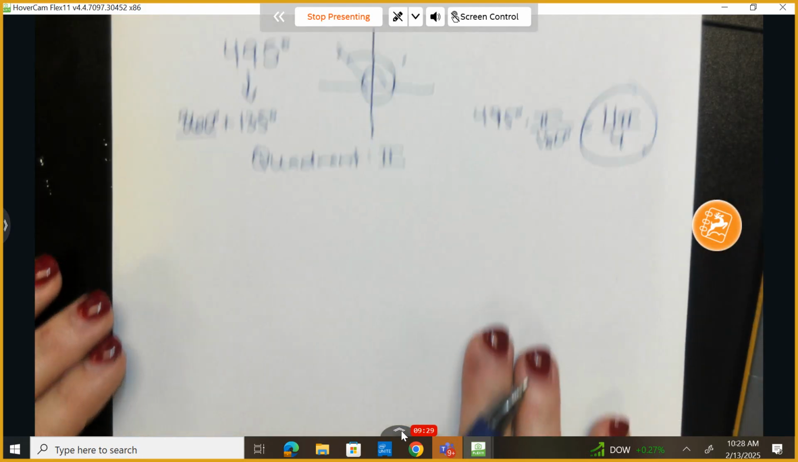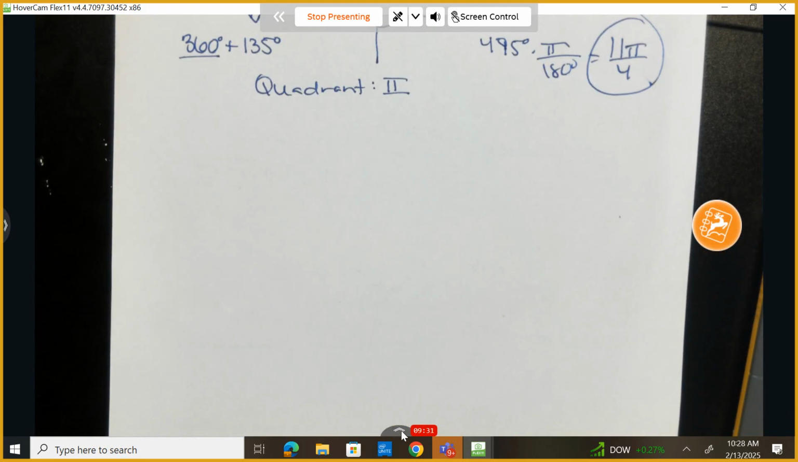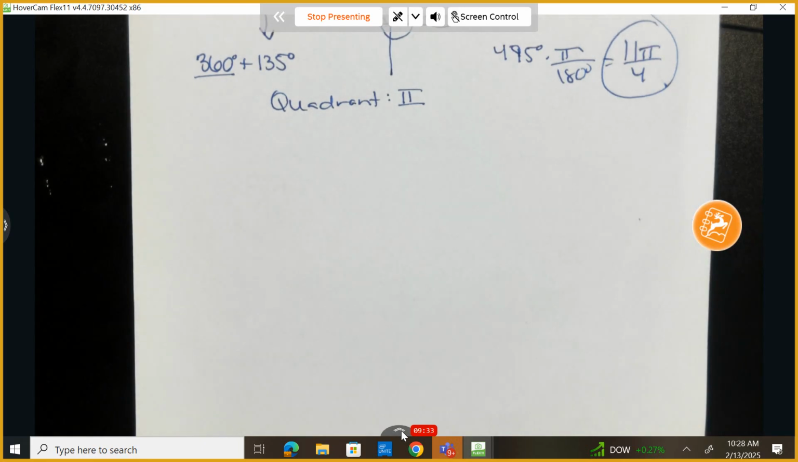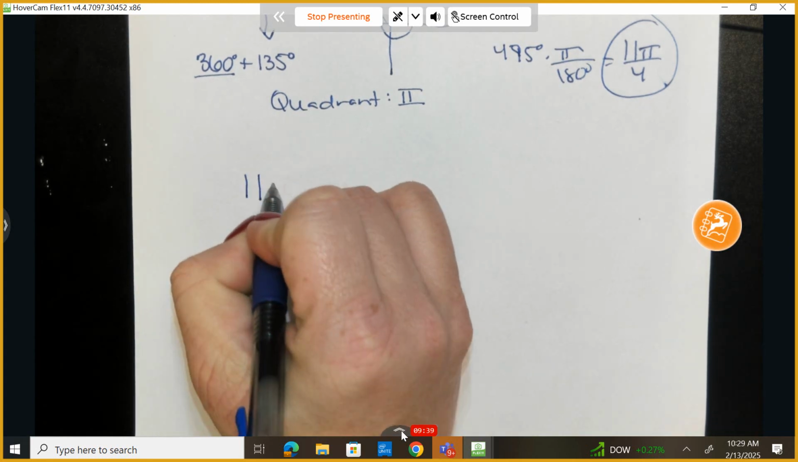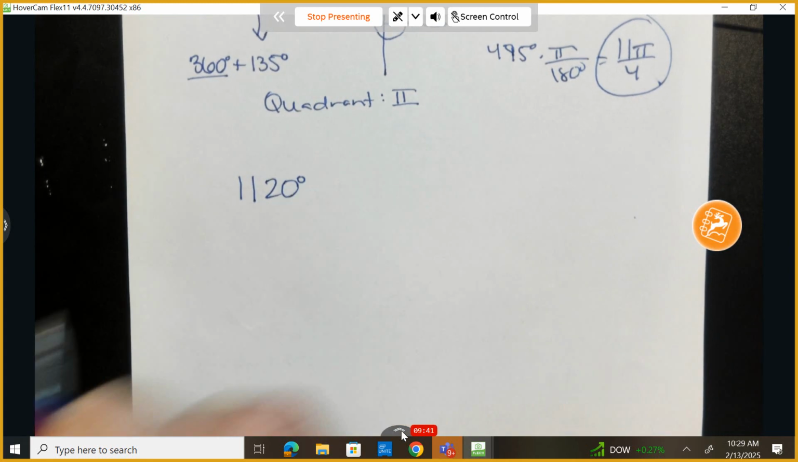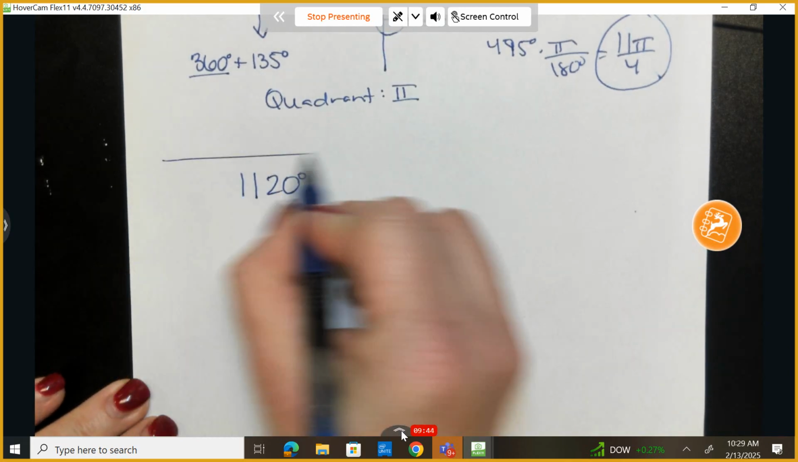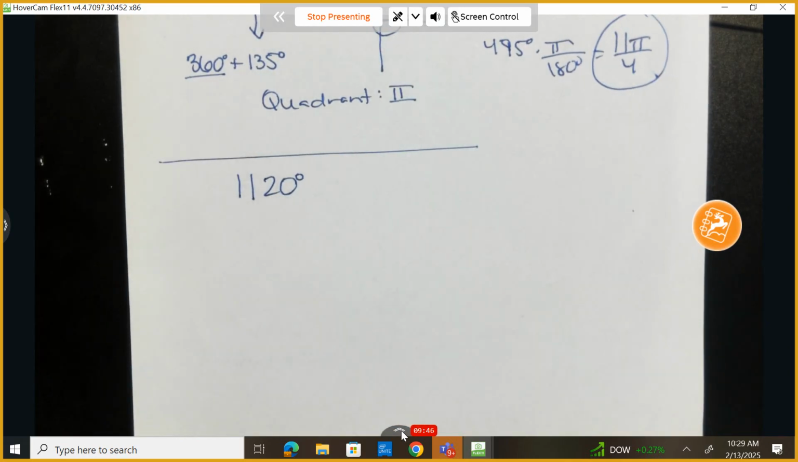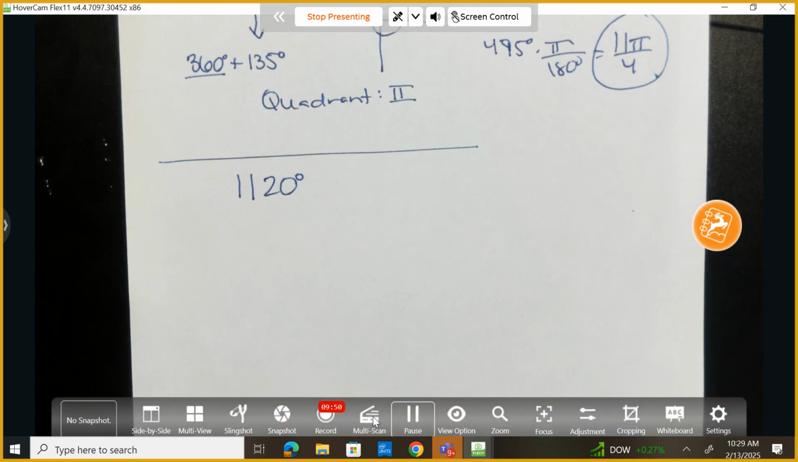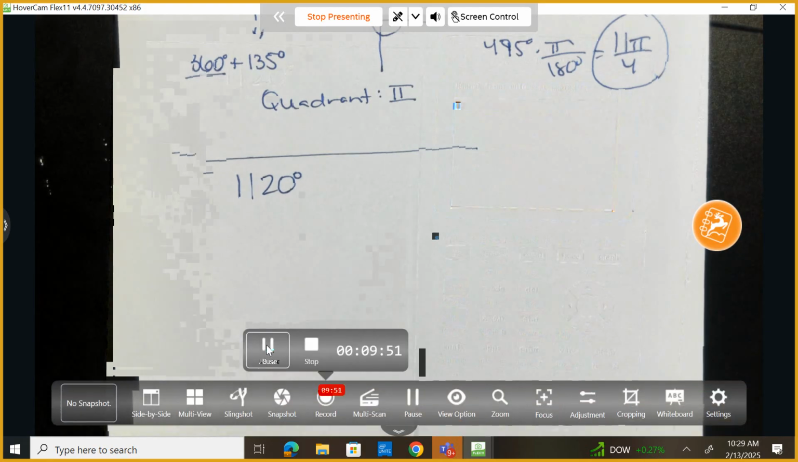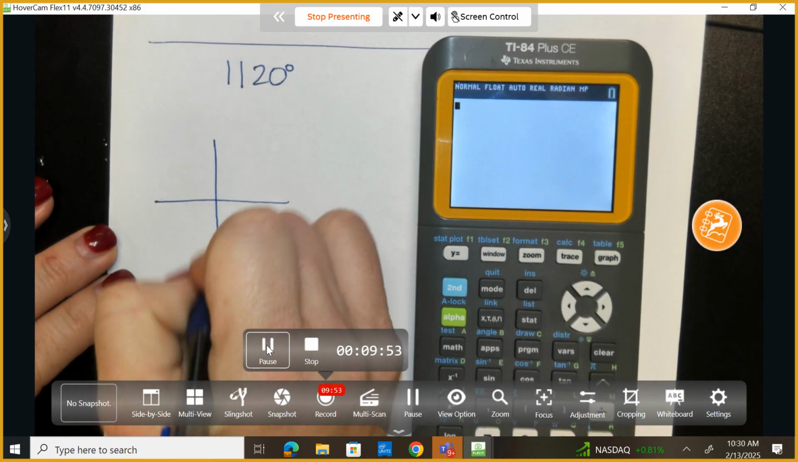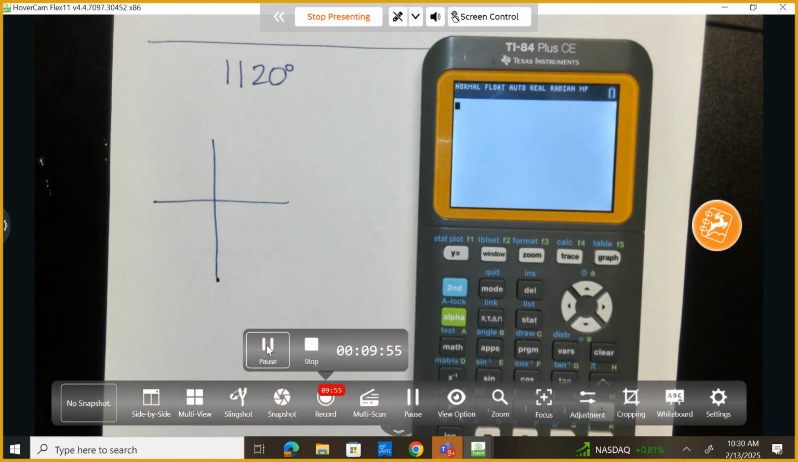Let's look at example number 6. Okay, example number 6. Here we go. On your paper, please take 1,120 and use a calculator for example number 6 to determine how many revolutions and then where does it land. I'm going to give you a few. The first thing is where does this land? So I know this is over 360, so I'm going to start, and there's a couple different ways we could do it.